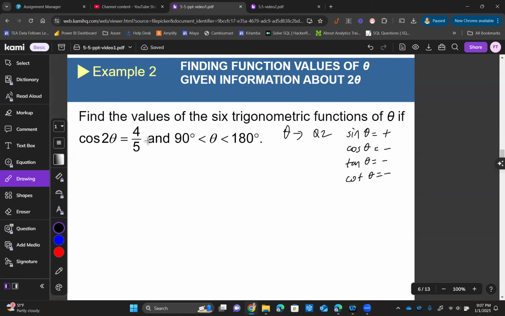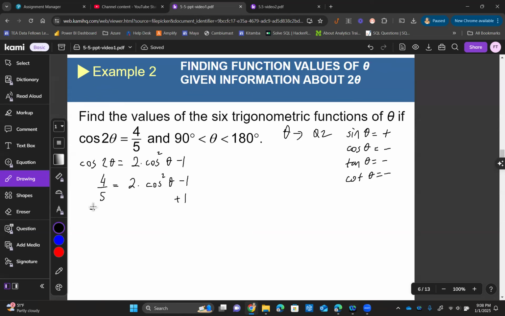Now, we have the information for cosine of 2 theta. How am I going to use this information and find the 6 trigonometric functions for only theta? So let's remember the formulas for cosine of 2 theta. We have the main formula, cosine squared theta minus sine squared theta. But we also have the formula 2 times cosine squared theta minus 1. So the cosine of 2 theta is equivalent to this. That means if I plug in the value for cosine of 2 theta, 4 over 5 equals 2 times cosine squared theta minus 1. We can solve this equation to find the cosine of theta.